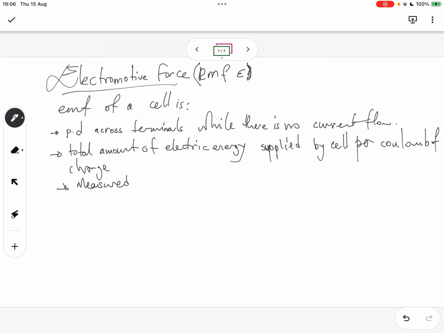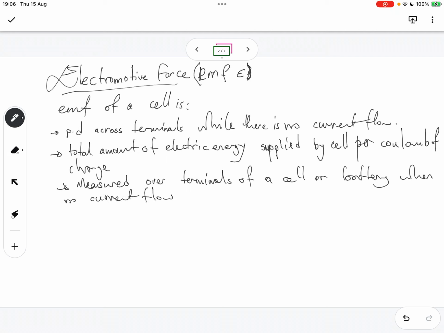So it's still measured the same as voltage across a resistor, but this time it's measured across the terminals of a cell or battery when no current flows in a circuit.